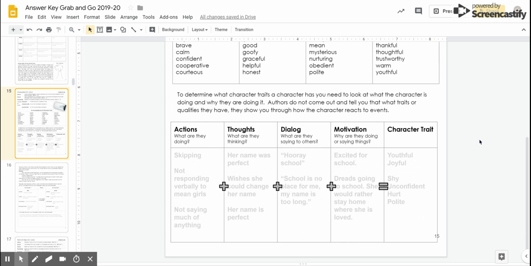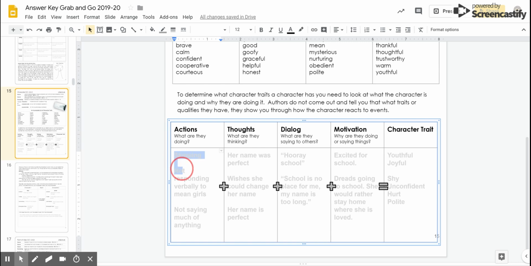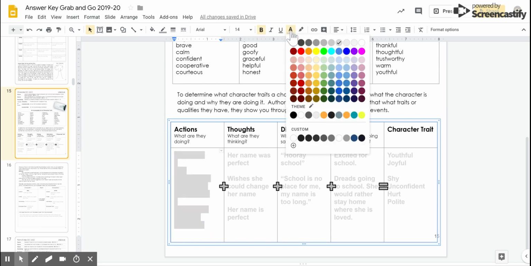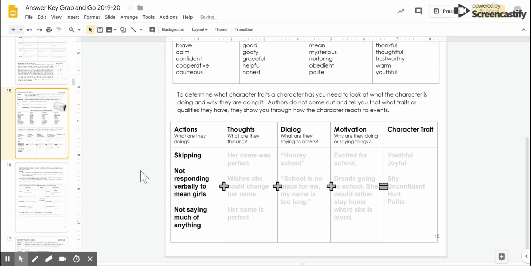So in the story, Chrysanthemum, some of the things that she did in the beginning, she was skipping. So that's an action. Another thing that she did was an action by not doing something, by not responding verbally to the mean girls and not saying much of anything. So that shows something about her, and that's what we're going to get down to. What does that show?